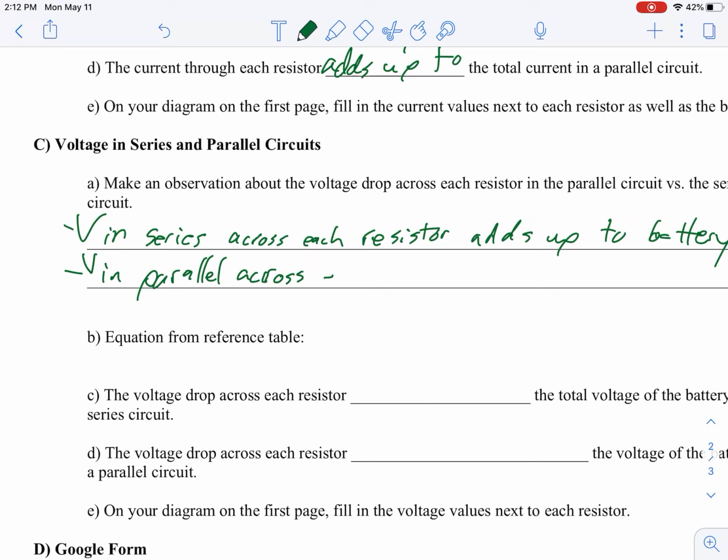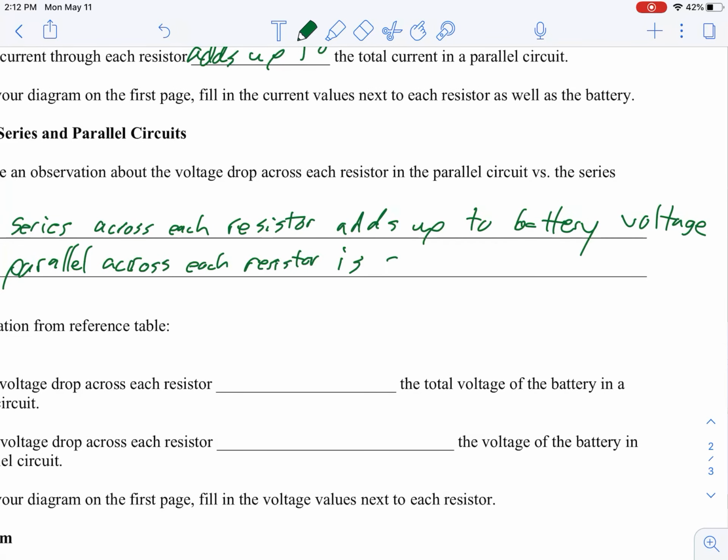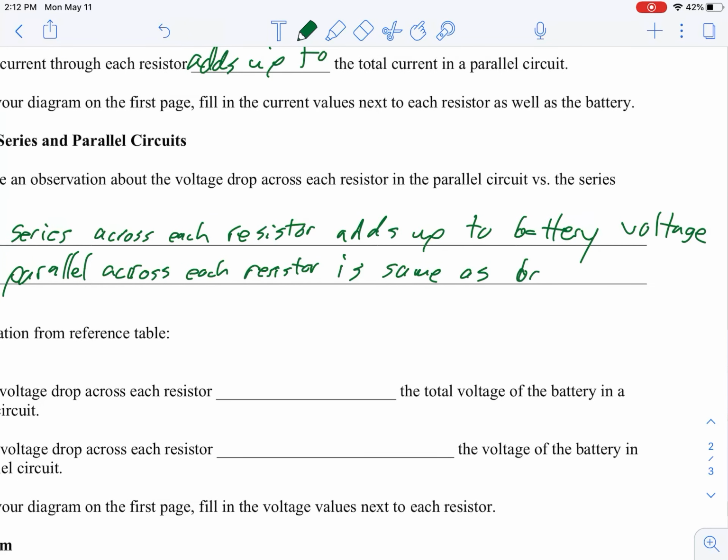So voltage in parallel across each resistor is the same as the battery voltage. Now, circuits get much more complicated with this. There's compound circuits that are series and parallel mixed together. But for now, we're just looking at the basics.